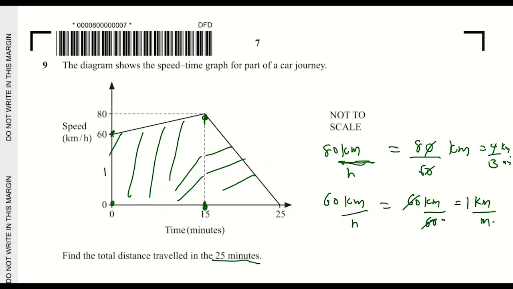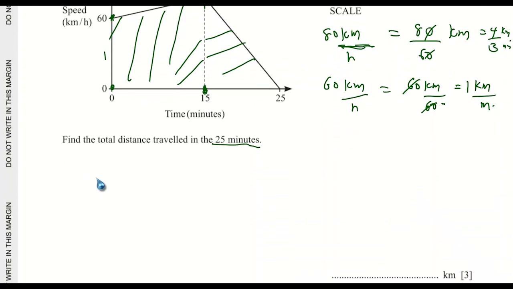So the area, this is A now. A equals 1 kilometer per minute, and B equals 4/3 kilometers per minute. And the height H equals from 0 to 15 minutes.